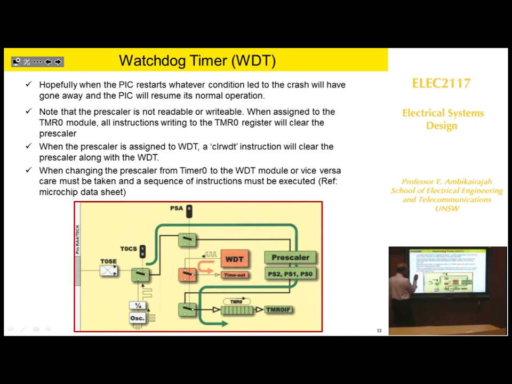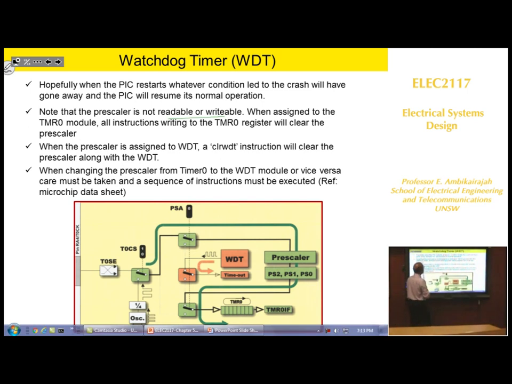The frequency, you can set it up at divide by 128 as the prescaler value. The prescaler is not readable or writable. When assigned to the timer module, an instruction writing to the register will clear the prescaler. When the prescaler is assigned to the WDT, a clear instruction will clear the prescaler as well, along with the WDT. When changing the prescaler from a timer to the WDT module or vice versa, care must be taken.